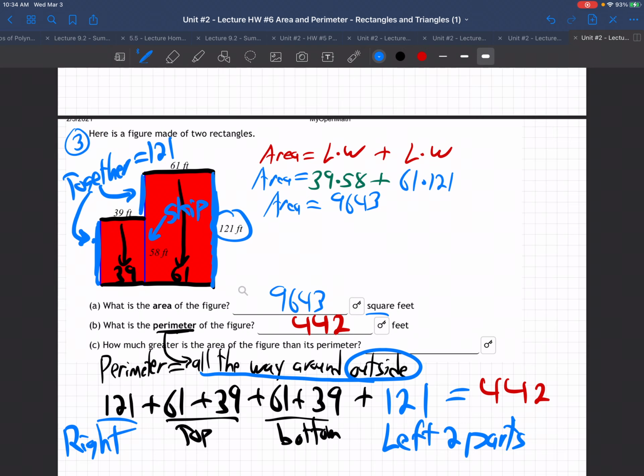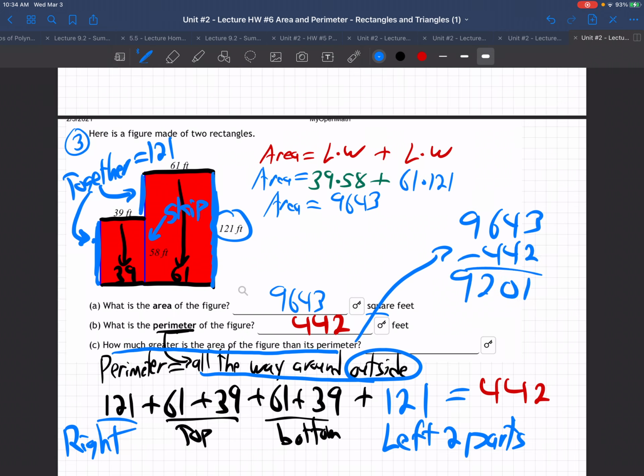Finally, how much greater is the area of the figure than its perimeter? You just want to subtract those two. So we're going to go 9,643 minus 442, and that gives 9,201. So there we go.